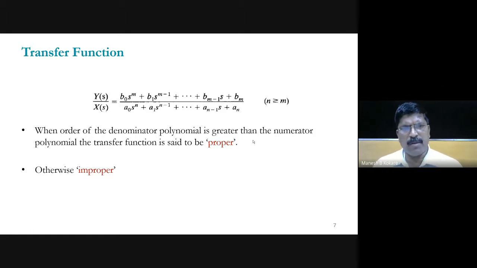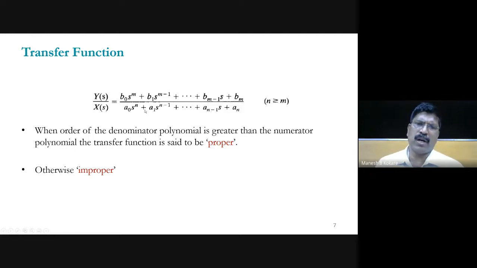What is a proper transfer function, what is a strictly proper transfer function, and what is improper? Once again, I'll repeat it. See, this is the general equation of the transfer function, where this is the denominator polynomial and this is the numerator polynomial. Y of s is the output, x of s is the input variable. You know that the ratio of the Laplace transform of the output variable to the Laplace transform of the input variable is nothing but the transfer function, and this is given by this. Right now, this n determines the order of the system.